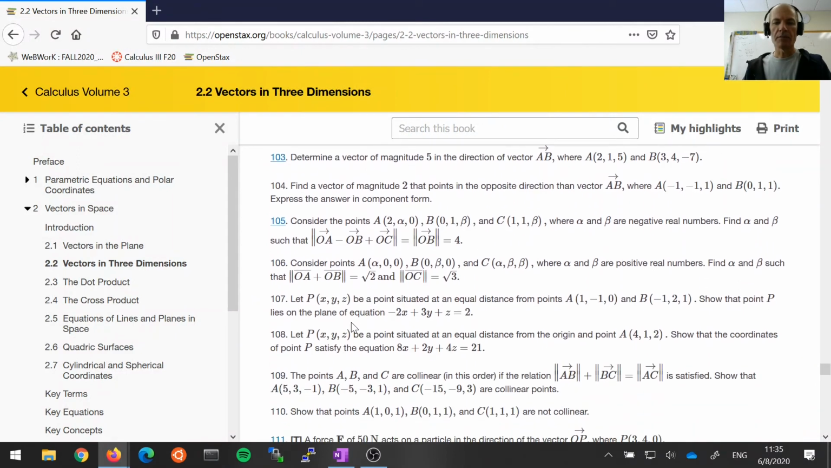In problem 107, we have a point that is equidistant from two other points that are given. Show that the point lies on the plane whose equation looks like this. How are we going to do this? Well, we're going to take our generic point and compute the distance from that point to A and the distance from that point to B and set those distances equal to each other.